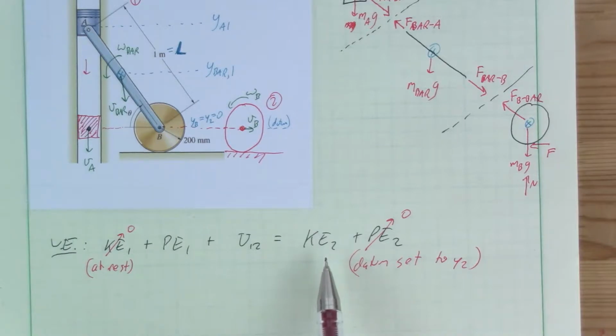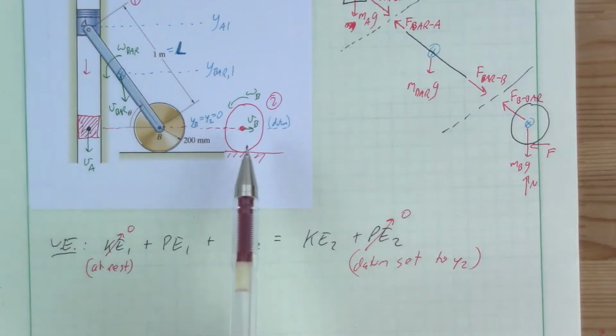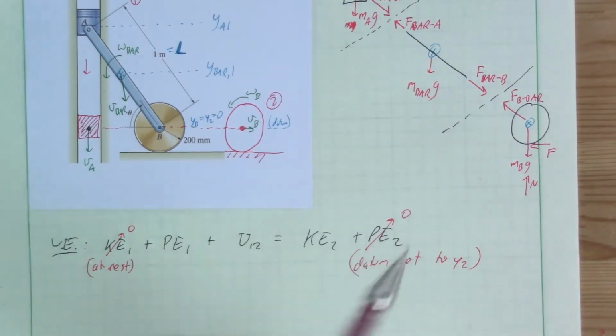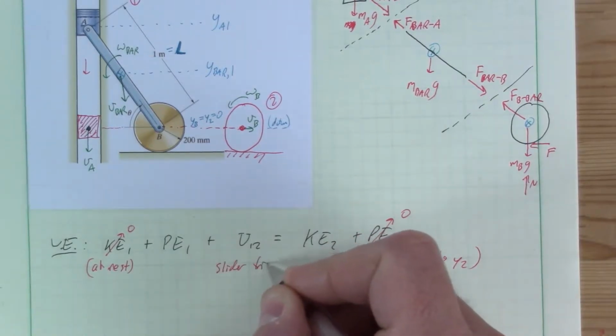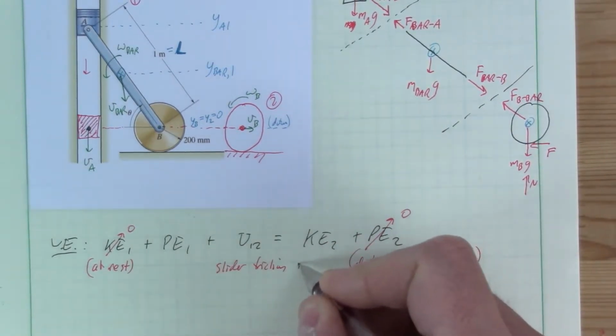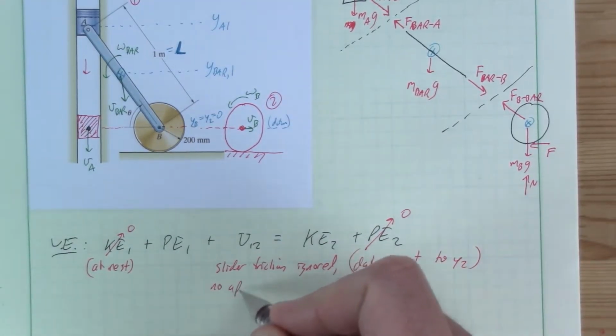Kinetic energy at 2 is definitely not 0. Where do we have kinetic energy? We actually have quite a bit. Everything's moving. The bar is moving and rotating. A is not rotating, but the bar is moving and rotating. The disk could be moving and also rotating. We're going to keep all those. Potential energy at 1: the bar and the slider have potential energy, but there's no spring or anything. What about other work? Slider friction is ignored from the problem statement. There are no applied moments to be added here.